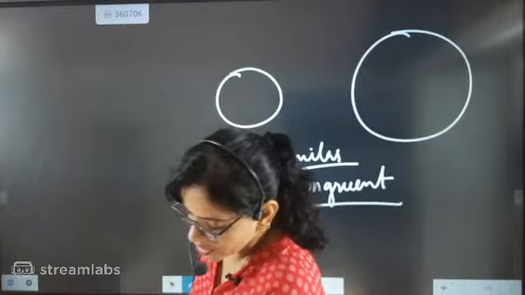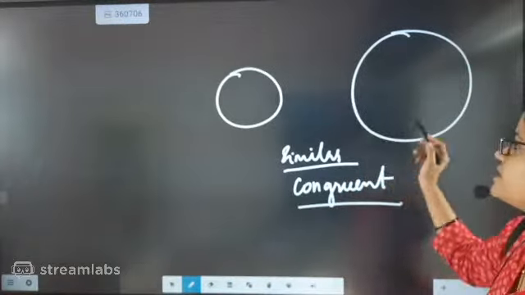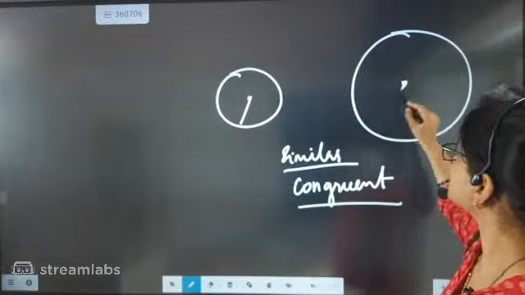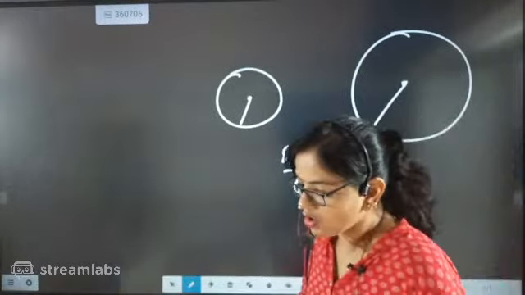Very good. So now look here beta. Here the most important thing is these two circles are there. Now these two circles are what? Are they similar or are they congruent?